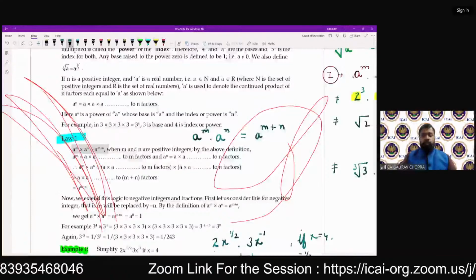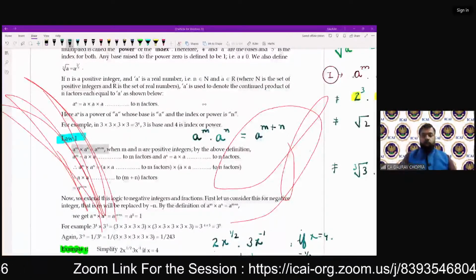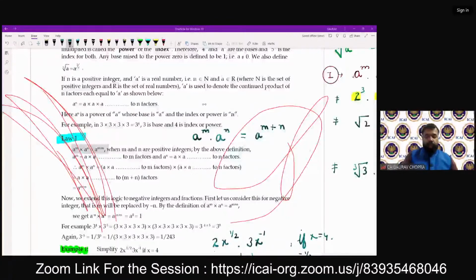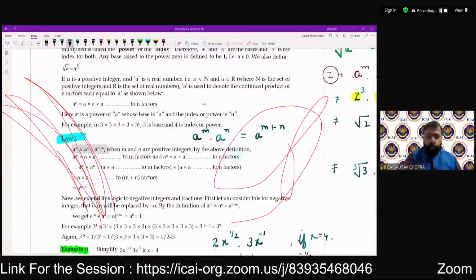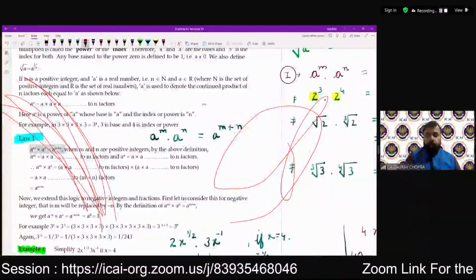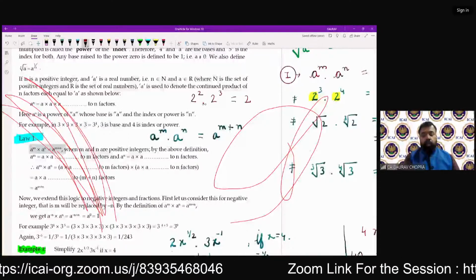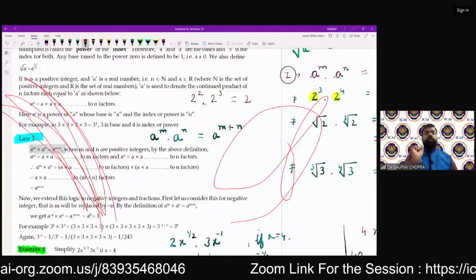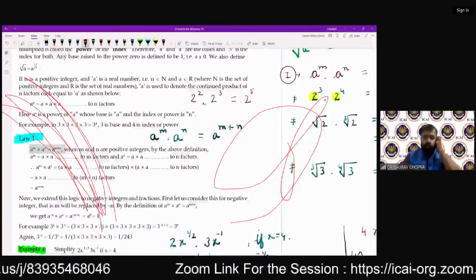So a to the power of m multiplied by a to the power of n is equal to a to the power of m plus n. So if I write 2 to the power of 2 multiplied by 2 to the power of 3, the result will be 2 to the power of 5. So the powers get added here. This is property number 1.